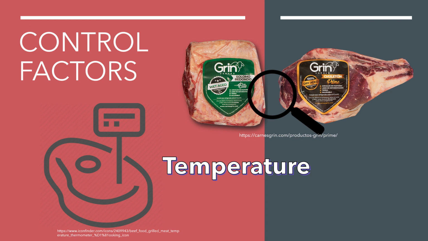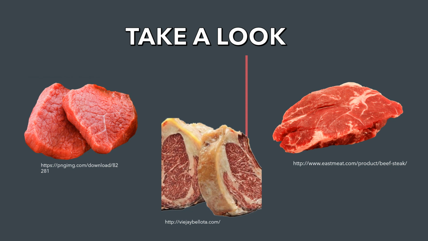Here is the difference between wet aged and dry aged. One of the main differences is the color and the moisture. Let's take a look. Here is the fresh meat, here is the dry aged meat, and here's the wet aged meat. The main difference is the color and the moisture, as I told you before.